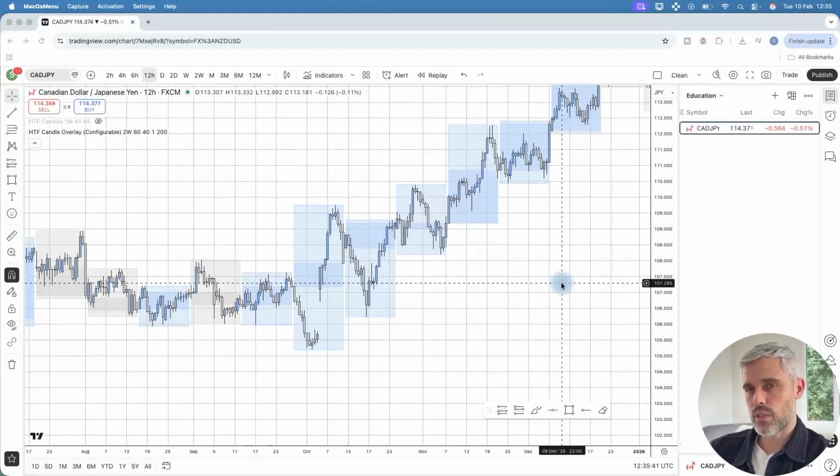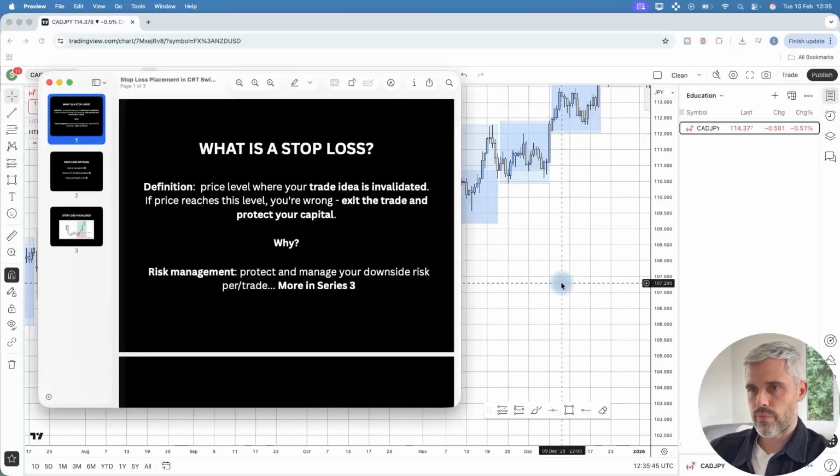So we're going to look at what is a stop loss and look at some of the top strategies for doing this. So what is a stop loss first and foremost? It's a price level where your trade idea is invalidated. So if price reaches this level, it's essentially saying you're wrong. Your trade idea is wrong. And so the stop loss helps you exit the trade and protect your capital.